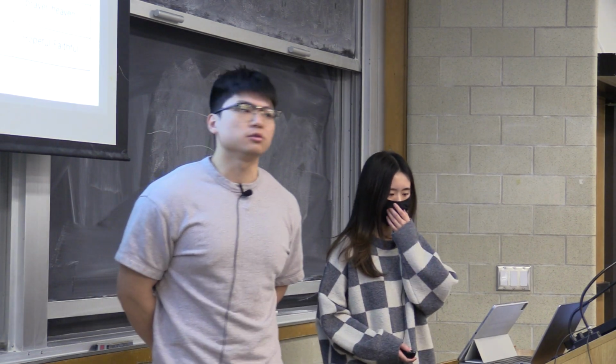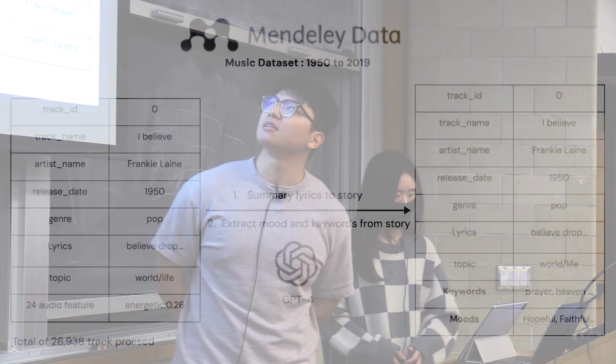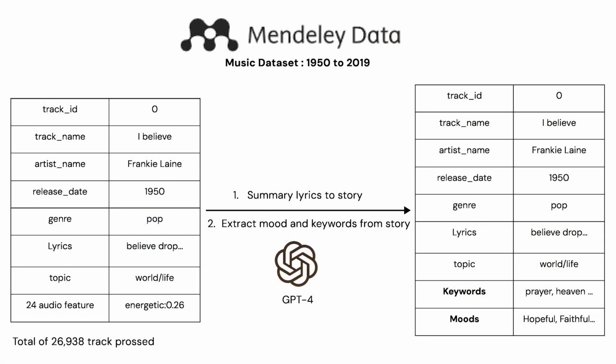In the project, we use two datasets. The first one is the Medley dataset, a music dataset from 1950 to 2019, which contains around 27,000 tracks with 35 different features. But we're only using 7 of them. The most important one is the lyrics.